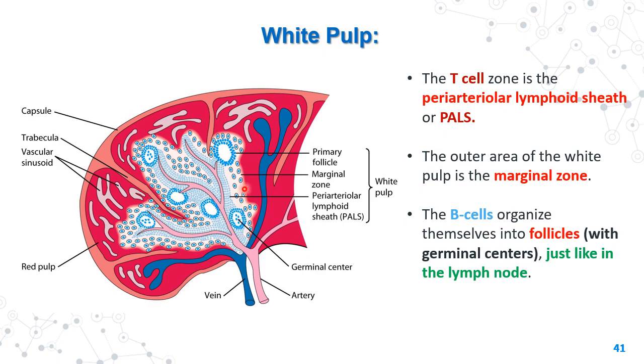All right, so here you have your white pulp in the center. At the very edge of the white pulp is the margin of the white pulp, so you call that the marginal zone. Here you have your periarteriolar lymphoid sheath, you call that PALS. This is where your T cells hang around. Here you have your follicles, that's where your B cells hang around. And in this outer area, you have your macrophages that are going to clean up the blood.